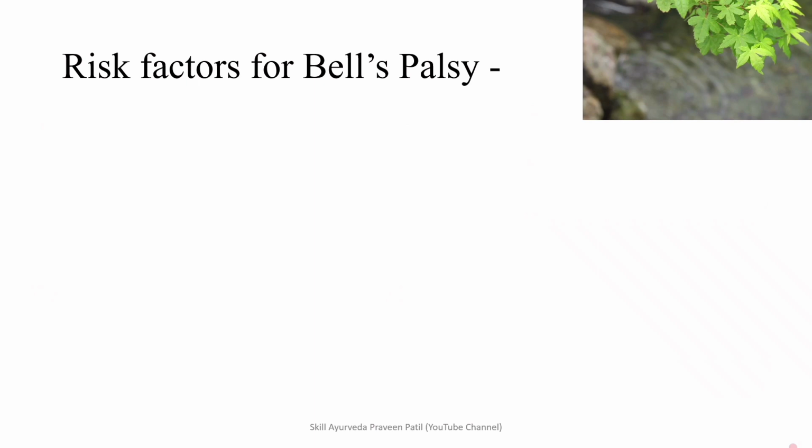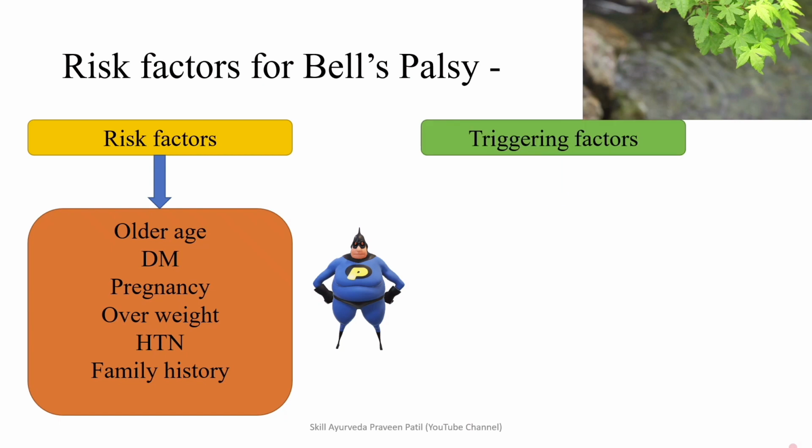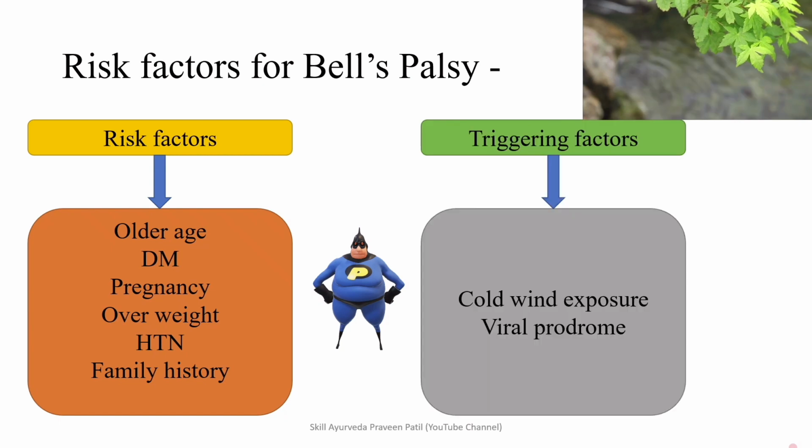Risk factors or triggering factors for Bell's palsy are: old age, diabetes mellitus, pregnancy, overweight, hypertension, and family history. These are the risk factors for Bell's palsy, whereas triggering factors are cold wind exposure and viral prodrome.